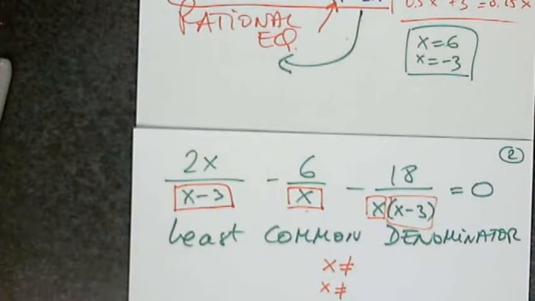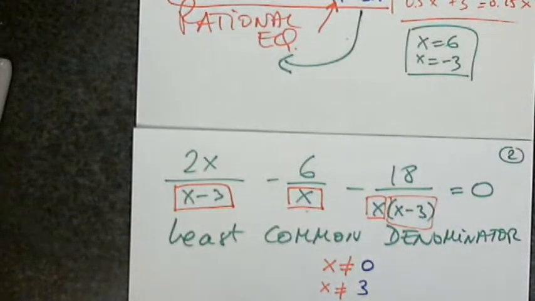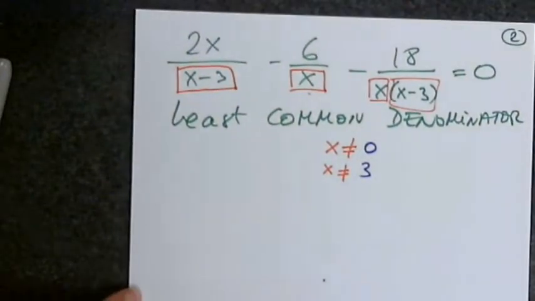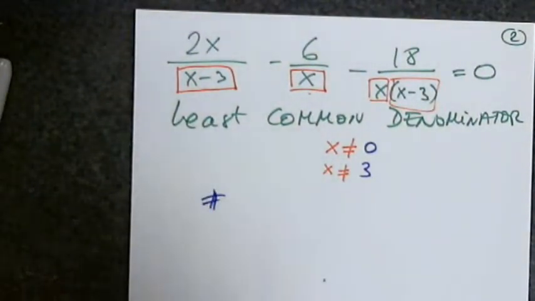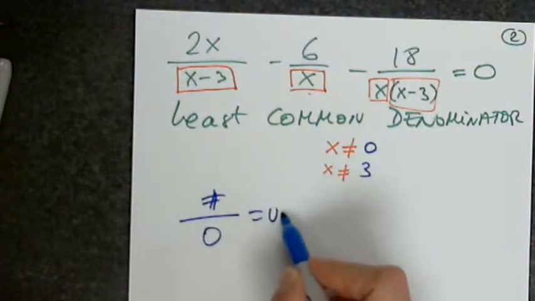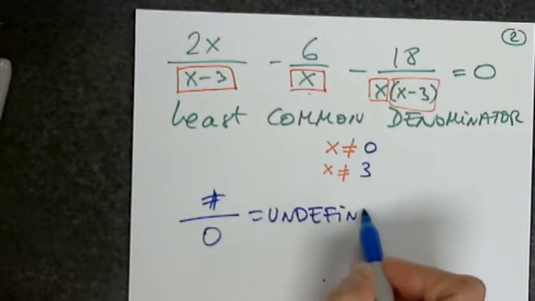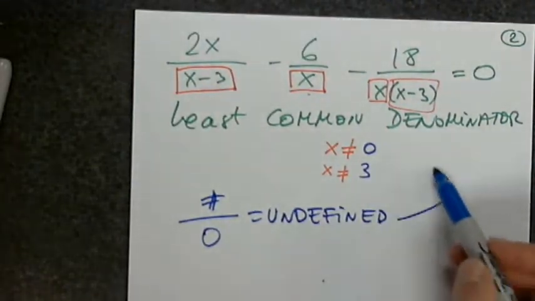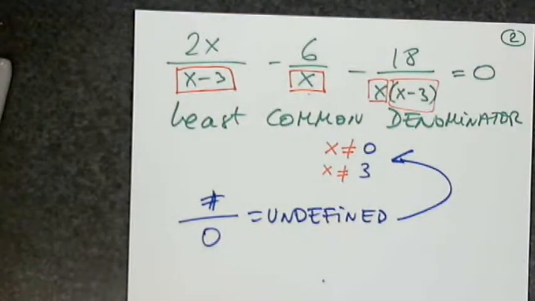What are the restrictions and why do I need to state restrictions? 3 and 0. Why do I write 0 and 3? Why can x never be 0 and 3? Right, because a fraction with a 0 in the denominator is called undefined. So a number not 0 divided by 0 is called undefined. That's the reason why I have to state these restrictions. Perfect.